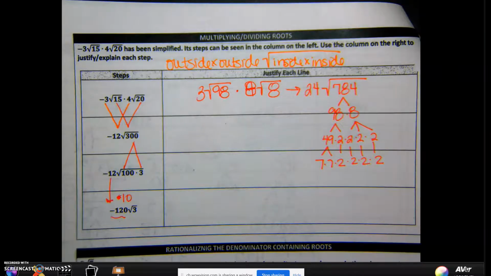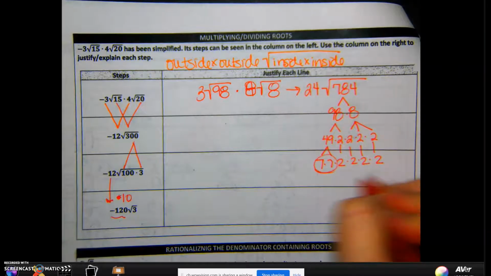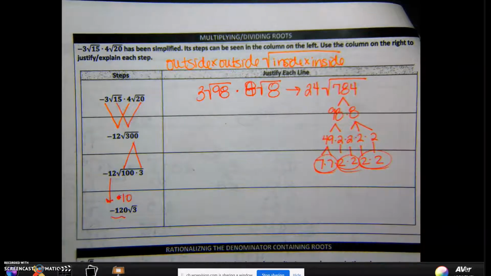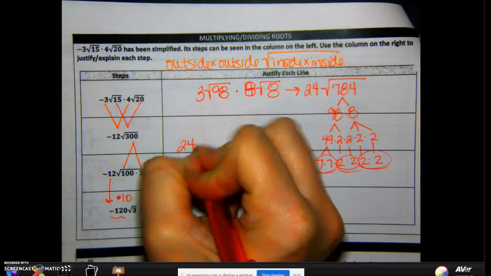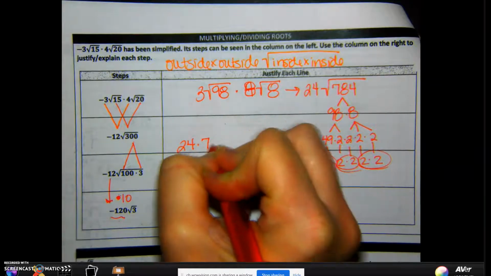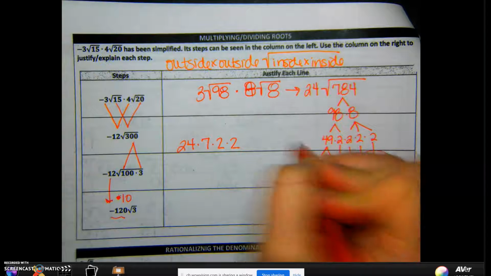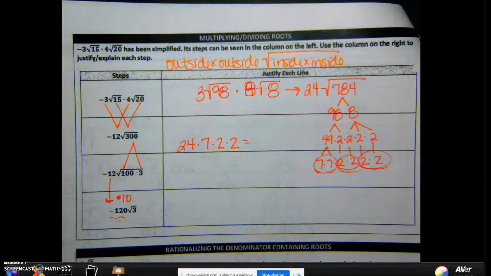I have a pair of 7. I have a pair of 2. Okay, so I've circled everything. What does that mean for inside the radical? Is it 0? Okay, what's on the outside already? 24. Then I multiply it times what? 7. Times 2. Times 2. Radical of nothing, so I don't put a radical there.